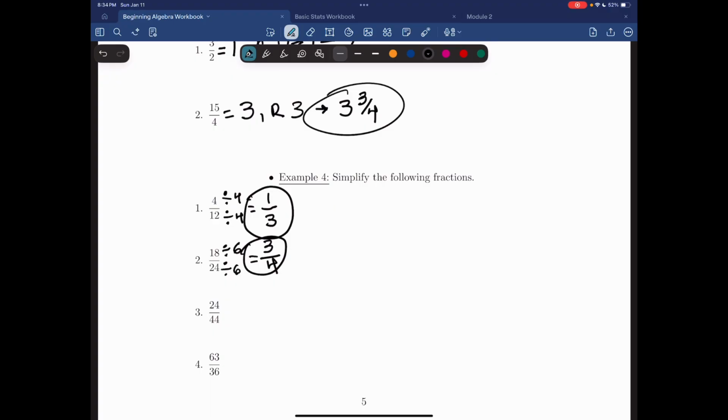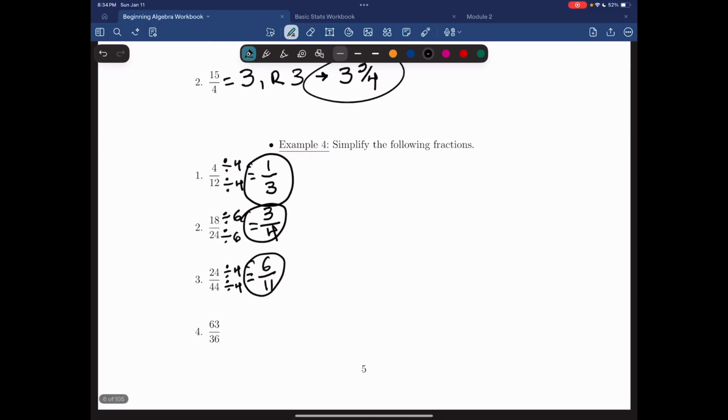Looking at example number 3, we have 24 over 44. So both of these numbers are divisible by 2, but they're also divisible by 4. So I'm going to go ahead and do that here. 24 divided by 4 is 6, and then 44 divided by 4 is 11. That's your final answer. Now taking a look at example number 4, I encourage you to pause the video and try this one on your own, and now let's work through it together.